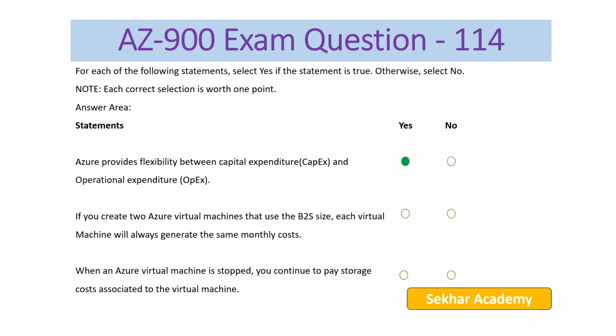Next statement is, if you create two Azure virtual machines that use the B2S size, each virtual machine will always generate the same monthly cost. So again, the right answer is no, right? See, region wise the cost will be different. Azure will charge different costs monthly, right? So the right answer is no.